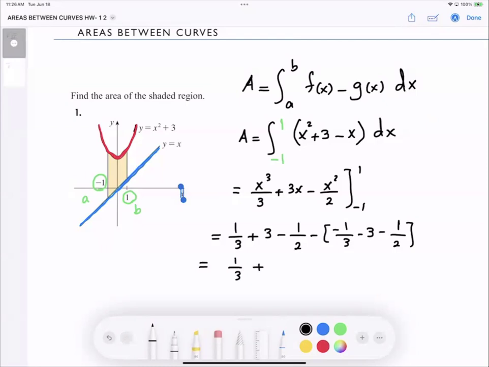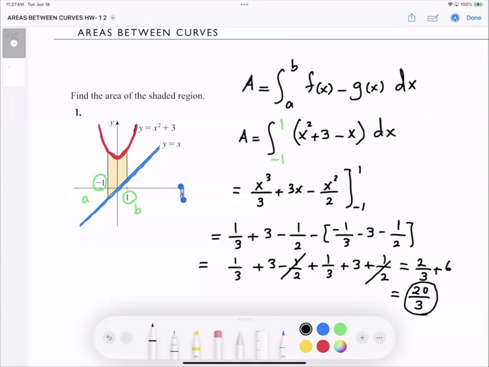I'll try my best to see if I can simplify anything eventually. Hopefully we get some opposite terms. Otherwise, you have to do a lot of algebra. Here, as you can see, a half and negative a half disappear. So you get 2/3 plus 6, or 20 divided by 3.